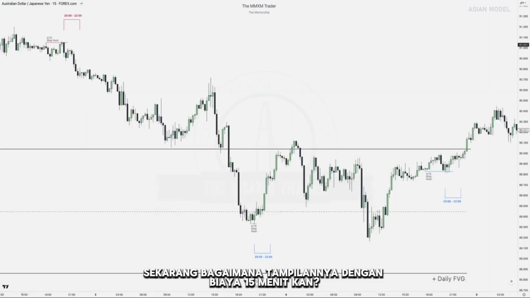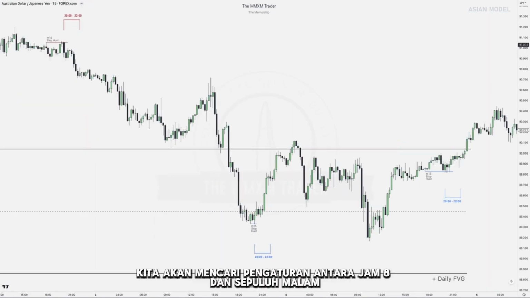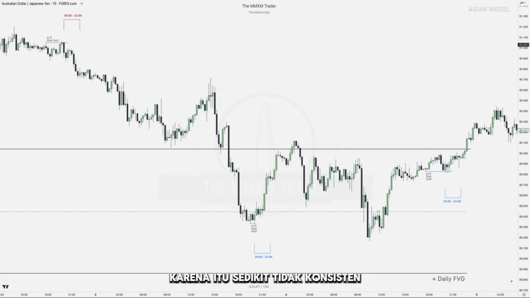Now how does that look on a 15-minute chart, right? And remember, we're going to look for setups between 8 and 10 p.m. New York time. We want to wait for that 15-minute stop hunt, and then we're going to drop down into a lower time frame. We don't want to go into a 1-minute time frame because that is a little bit inconsistent. So we're going to focus on that 2 to 5 minute time frame.